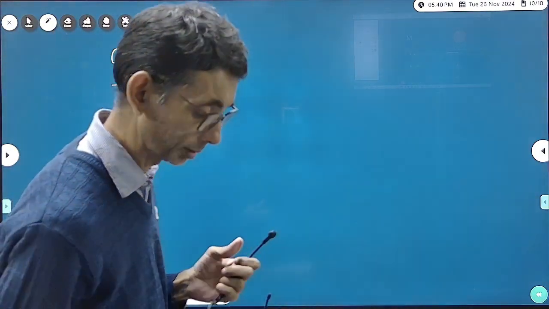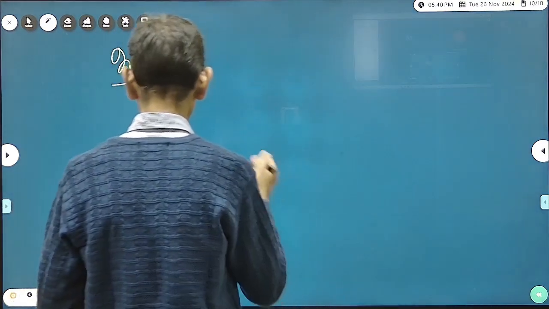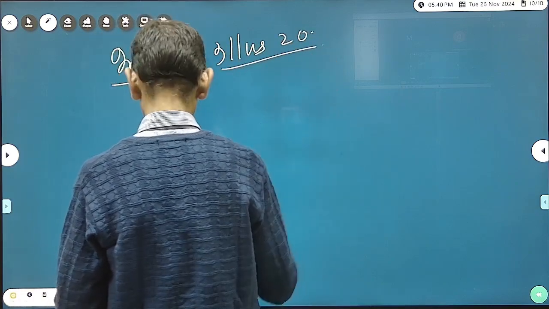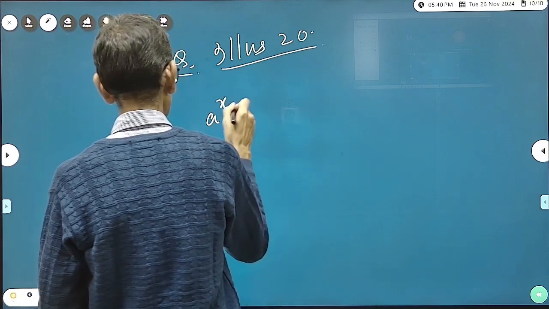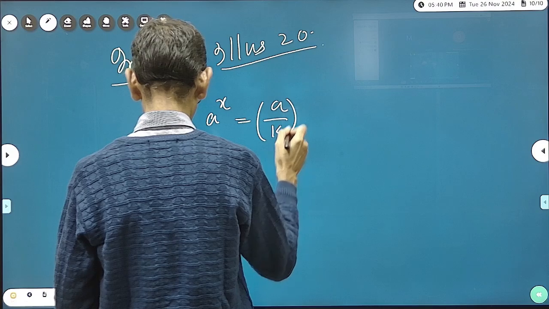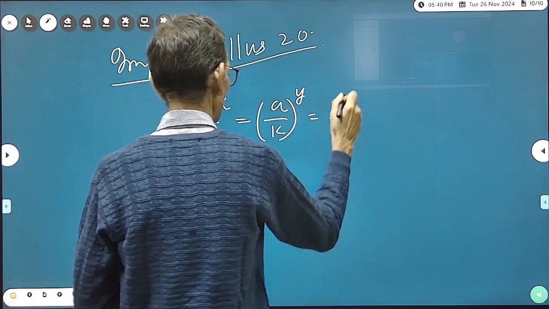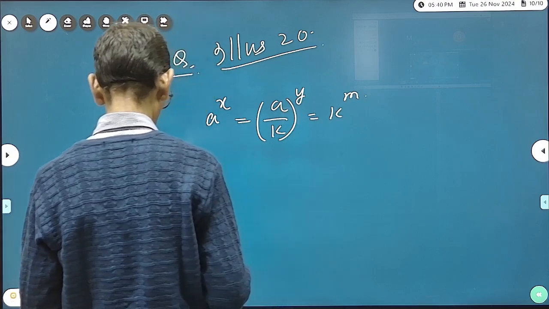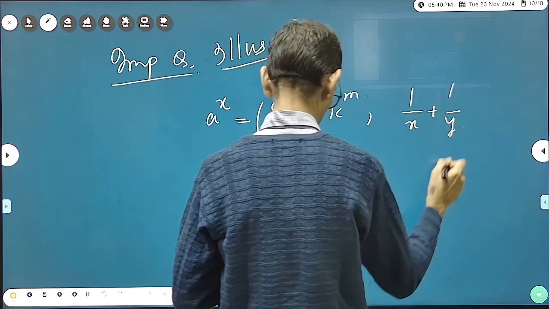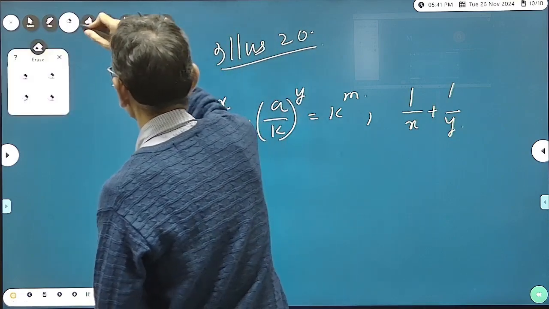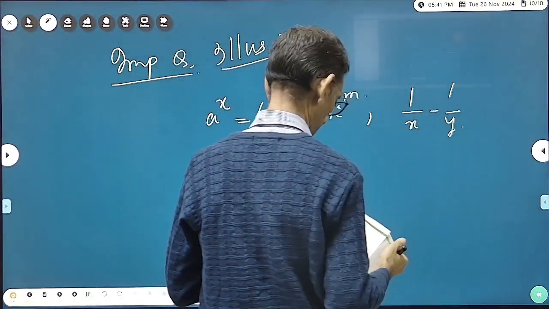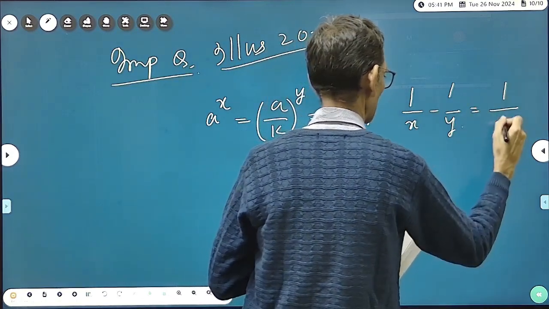Look, it is given, this is illustration 20, right? It is given that a raised to the power x is equal to a by k whole to the power y is equal to k raised to the power m, right? We have to prove that 1 upon x plus 1 upon y, minus 1 by y, is equal to 1 upon m. We have to prove it.